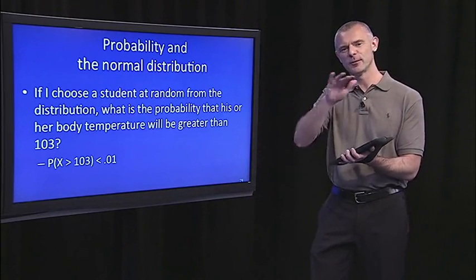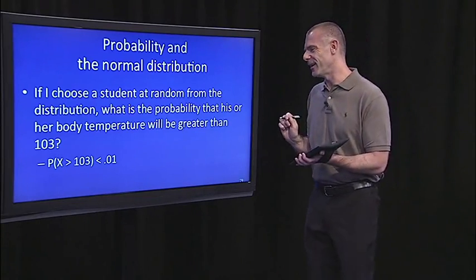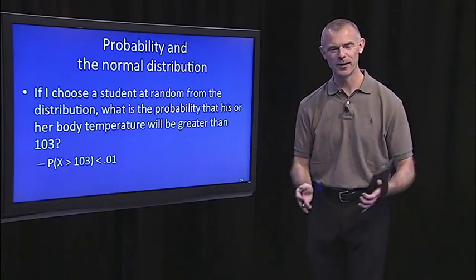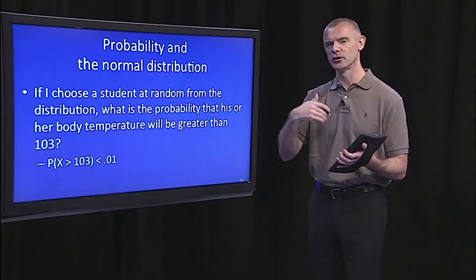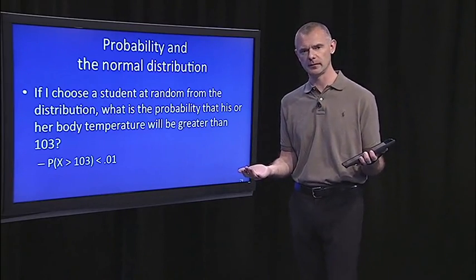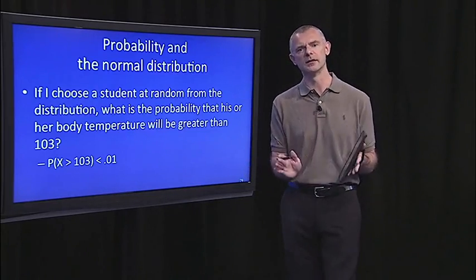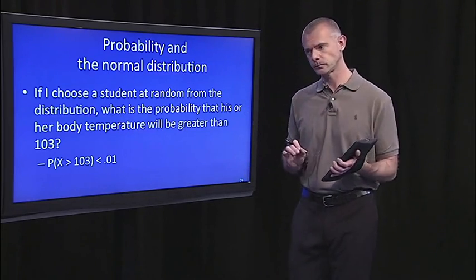And if I choose someone at random and get this body temperature, they need to go to the hospital. So what's the probability that I have a healthy sample, right? If I have a healthy sample, what's the probability that I get somebody with a body temperature greater than 103? Well, that's really unlikely, right? That means this is not a normal distribution. That means somebody in the distribution is not normal. They're sick, right? They need to go to the hospital.